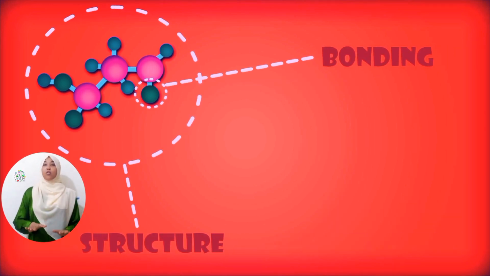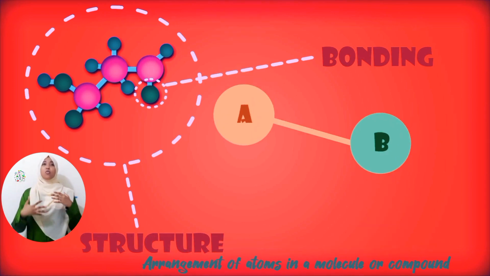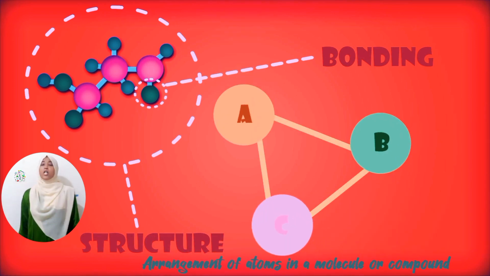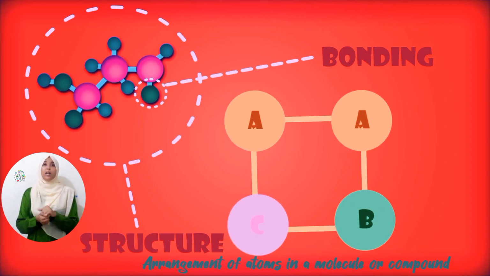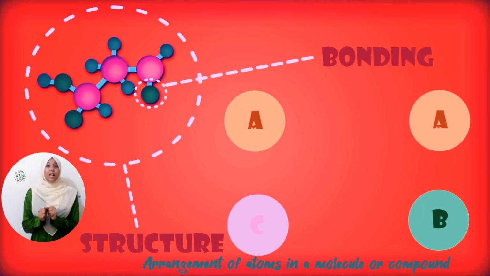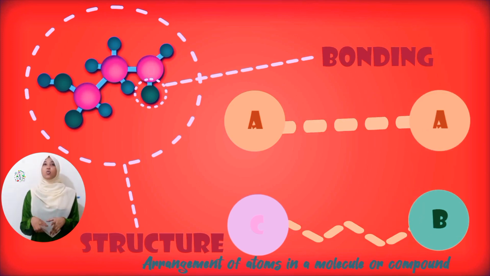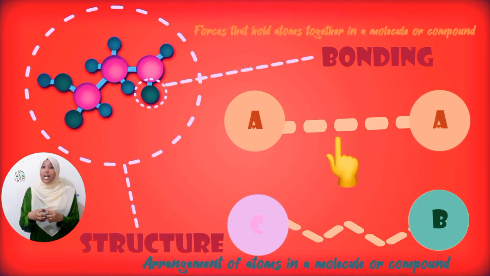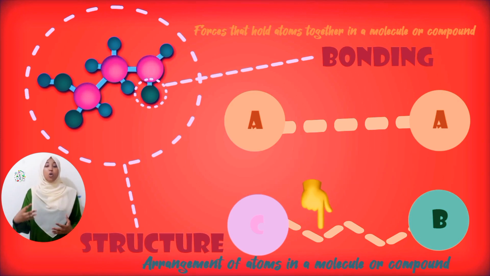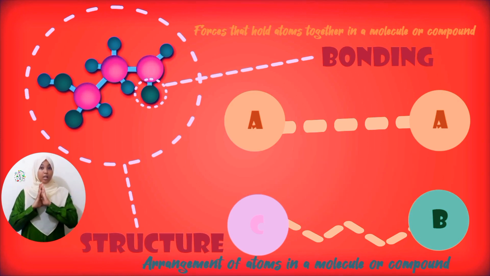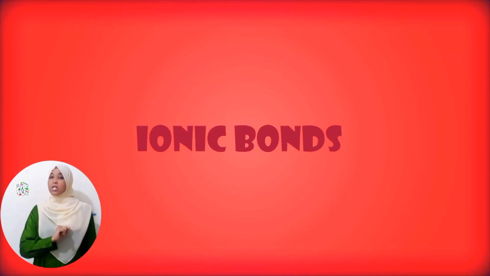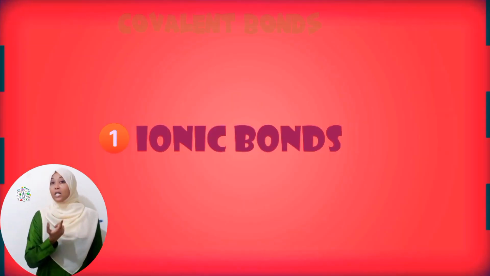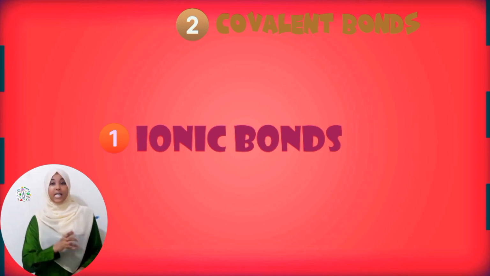Structure involves the arrangement of atoms to form a molecule or a compound. So in short, it involves understanding how the atoms are connected with one another, leading to the formation of a molecule or compound. Bonding simply refers to the forces that hold these atoms together in an element, molecule or compound. Now I'm going to mention 3 of these forces, which are also called bonds. We have ionic bonds, covalent bonds, and lastly metallic bonds.